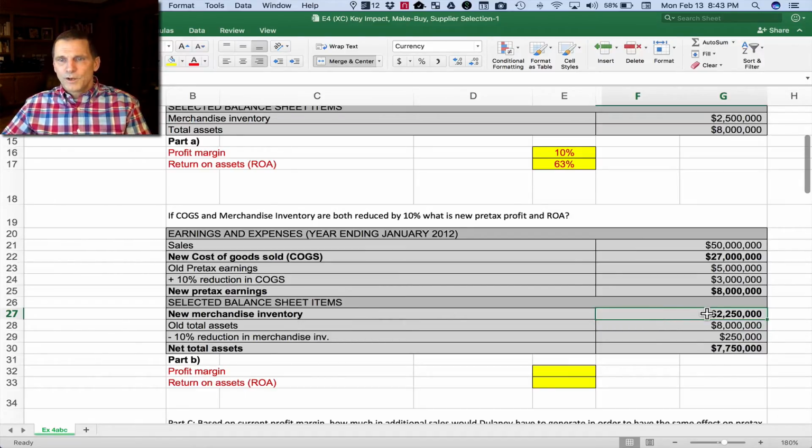So that would be 2.250, which is simply $2.5 million minus 10%, which is $250,000, right? And we take that out of there. So the new merchandise inventory is 2.250, and if we make an adjustment then in our total assets by eliminating $250,000 from our total assets, the $8 million, we'll see that our new total assets is $7.750 million.